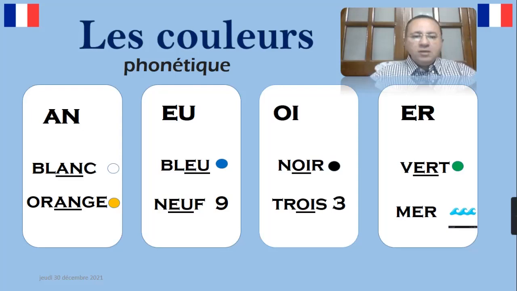The second one is EU. We pronounce them e, like the word bleu. The word bleu, bleu, blue. The third one is O and I together, and we pronounce them wa, like W-A, wa, as the word noir. And the last one is ER. When it is in the middle of the word, we pronounce it R, as the word vert, vert.